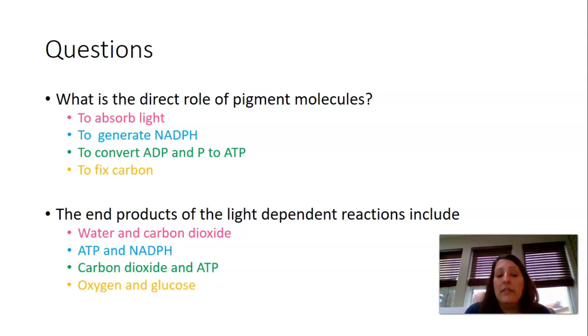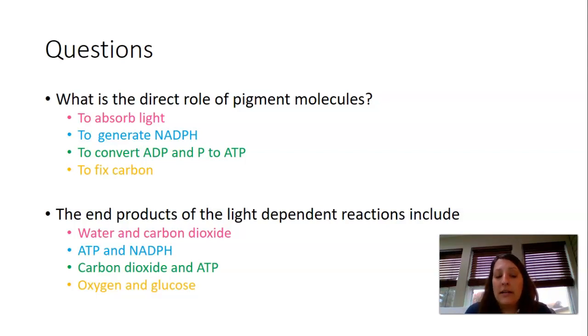Okay, that's the light that's really not being absorbed to a great extent, and that light is being reflected. Okay, next question. I think this is the last one. The end products of the light-dependent reaction include, okay, so what are the end products here of the light-dependent reactions?